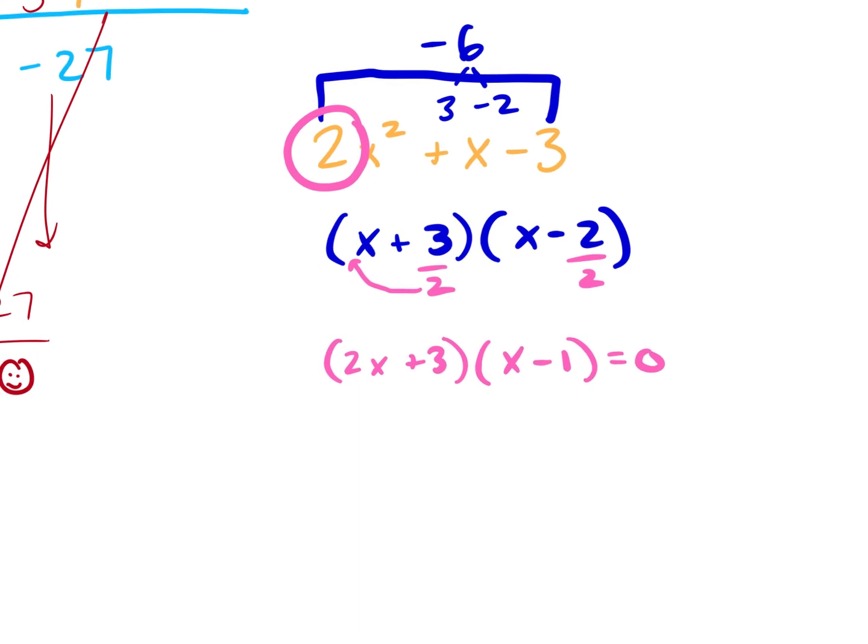And then we just set each piece equal to 0. So 2x plus 3 is equal to 0, and x minus 1 is equal to 0. And just solve for x in each little equation now.